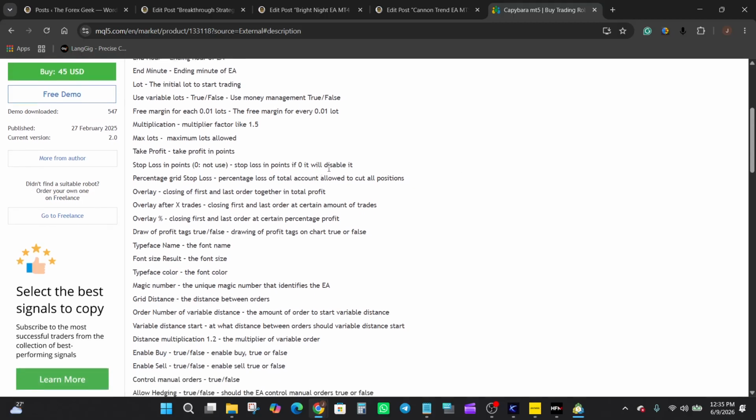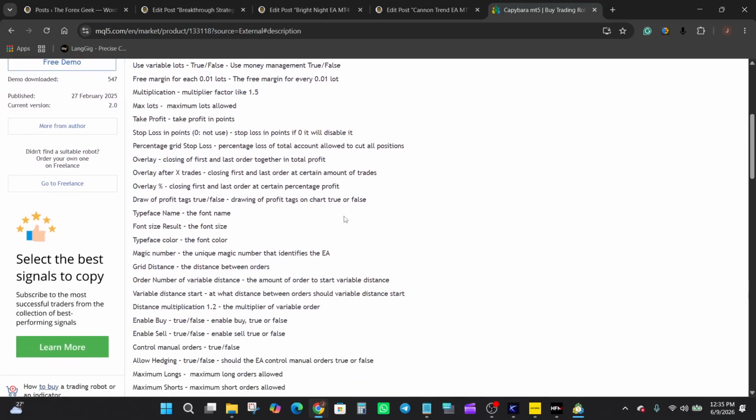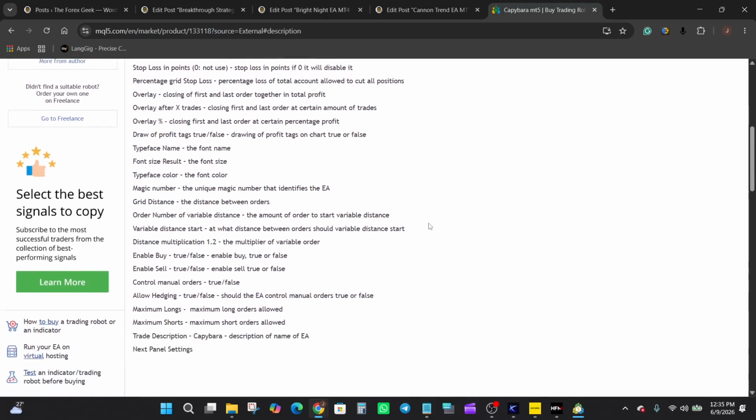There are also risk-related controls like stop loss in points and a percentage-based grid stop loss, which suggests there are mechanisms intended to limit downside exposure at the account level. So overall, what I'm seeing here is a system that combines trend detection with structured trade management, where entries are driven by the indicator direction and trade handling is managed through grid and scaling logic. Now, I'm just going to move into the backtesting section and see how this behaves on historical price data, especially on the recommended M15 setup.